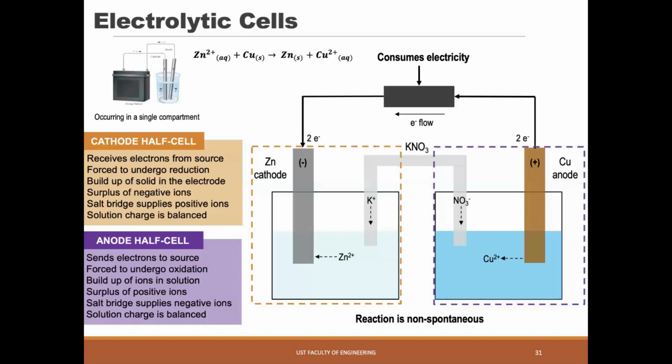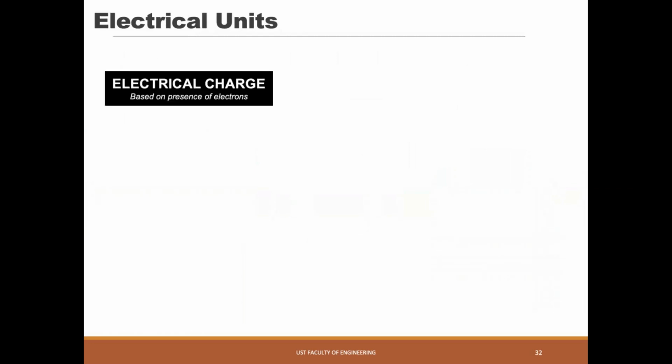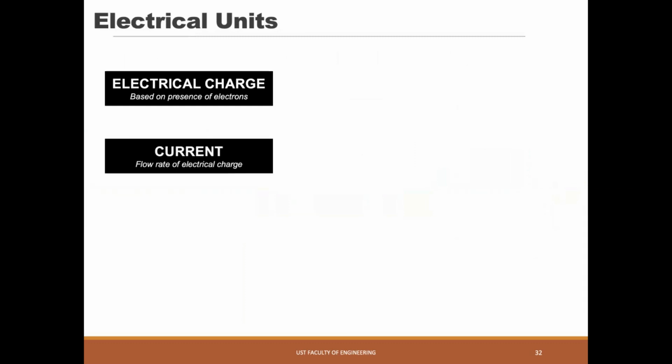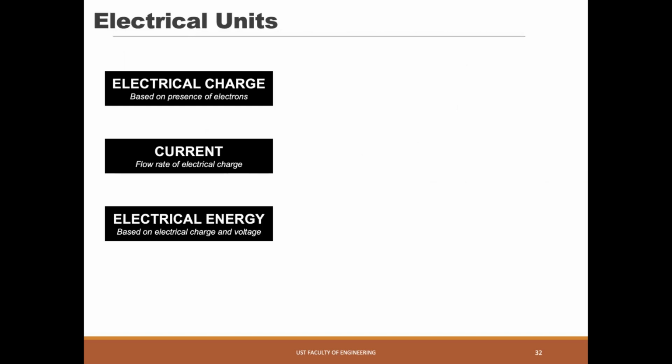And in an electrolytic cell, we're more interested in the consumption of electricity or the deposition of metals in an electrode. And for us to be prepared for problems related to electrolytic cells, let's first have a quick review about electrical units. So we have what we call the electrical charge, which is a property of matter based on the presence of electrons. We could measure the flow of this charge, and that's what we call the electrical current. We could also relate the electrical charge to the electrical energy if we incorporate voltage into the equation.